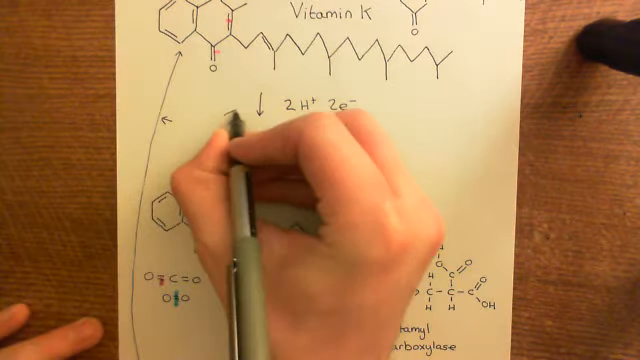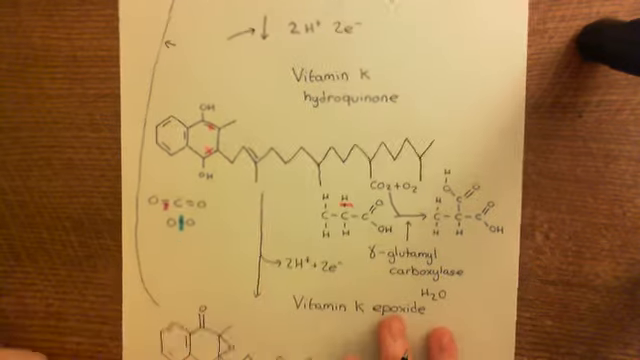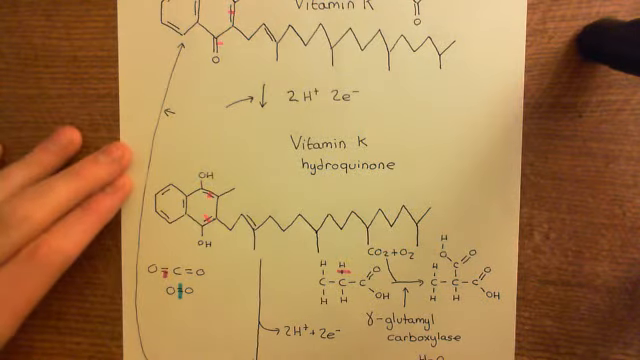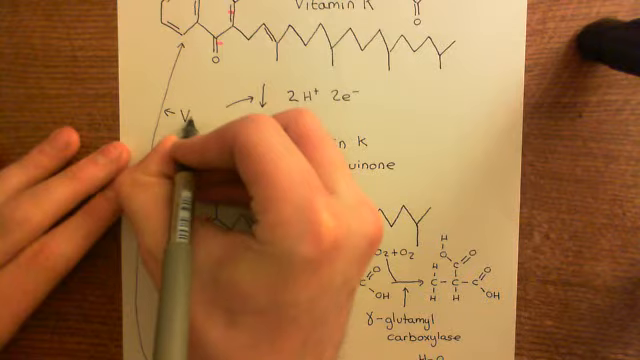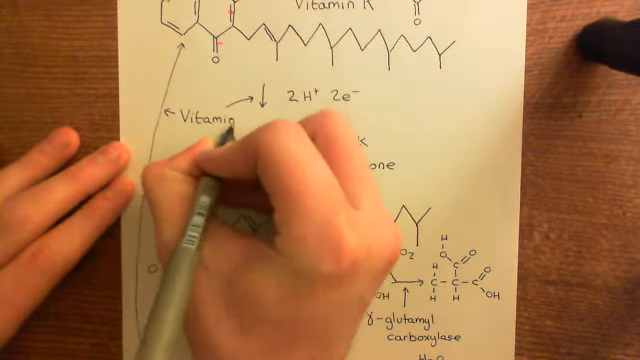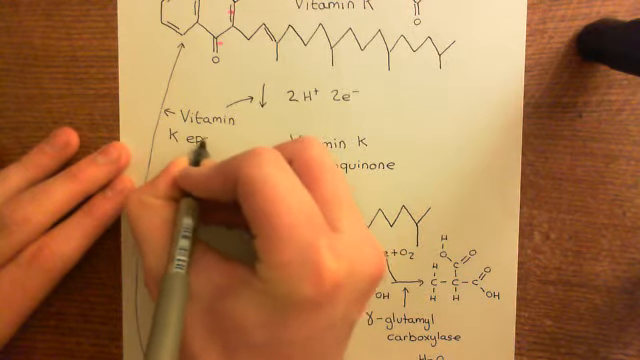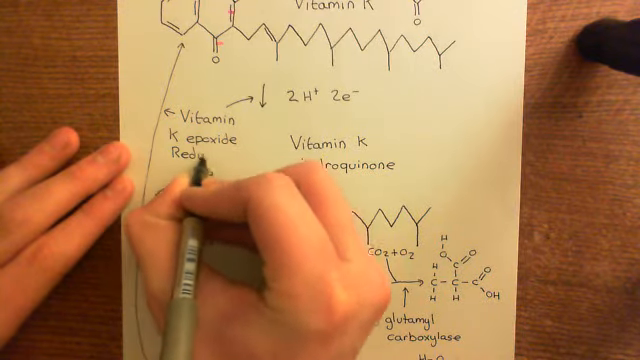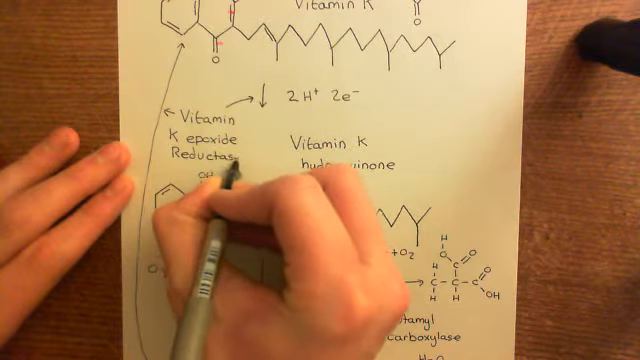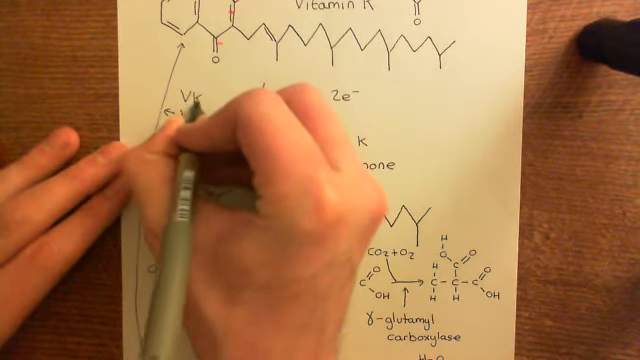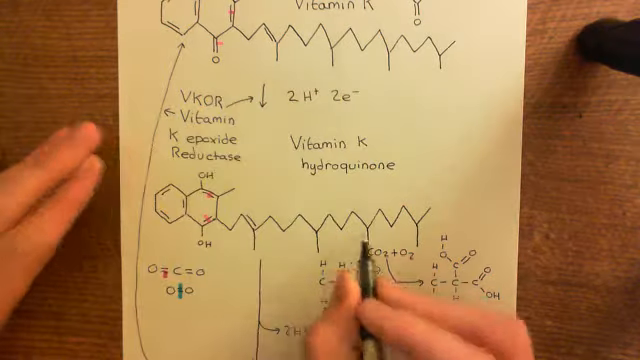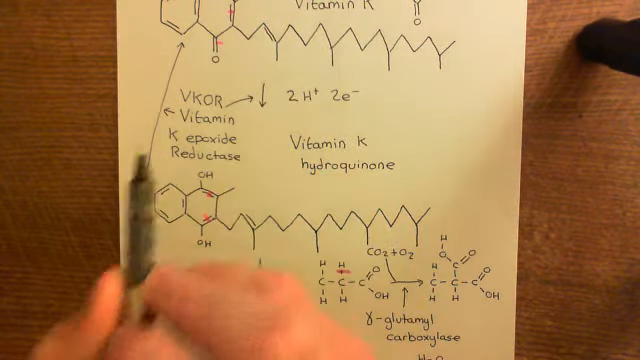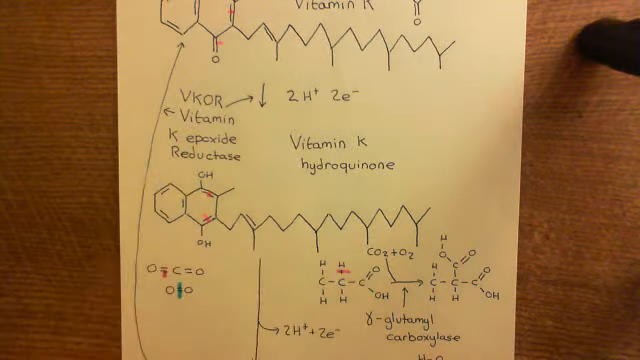So the enzyme which catalyzes this conversion of vitamin K epoxide down here back to vitamin K, and then vitamin K to vitamin K hydroquinone, is known as vitamin K epoxide reductase. And this is often abbreviated to VKOR. VKOR, vitamin K epoxide reductase. So the V is for vitamin, the K is for K, O is for oxide, so they've missed off the epoxide, but never mind. And the R is for reductase.